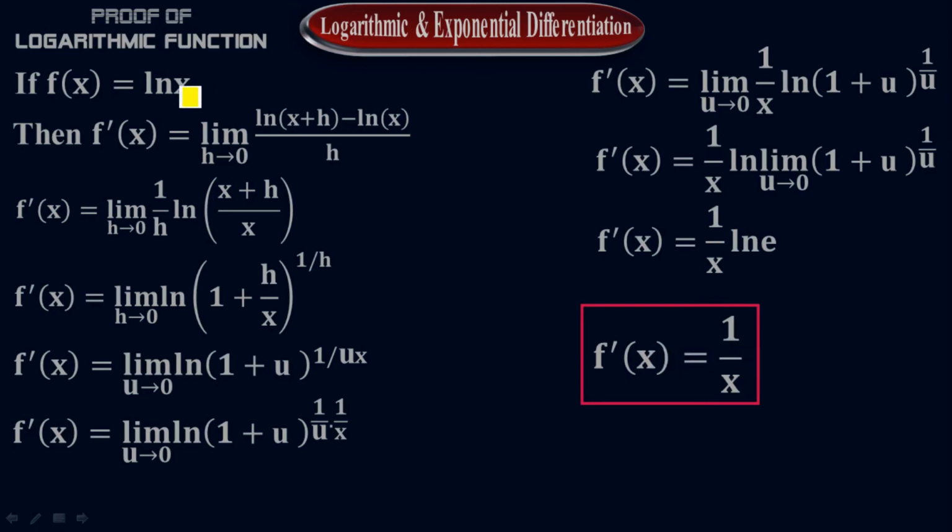We know that the derivative of natural log x is 1 over x. But how can we prove it? We didn't know the mathematical proof. We just got the mathematical proof that yes, it is true that f prime of x, the derivative of f of x, equals 1 over x. The derivative of natural log of x equals 1 over x. This is the mathematical proof for the logarithmic function, natural log of x.